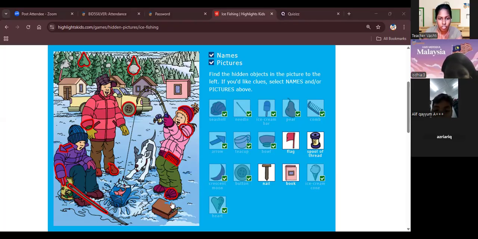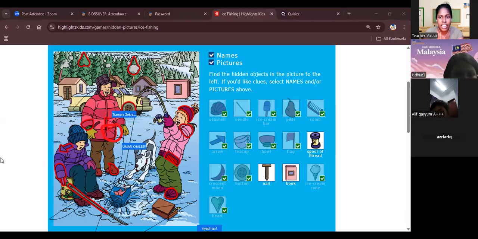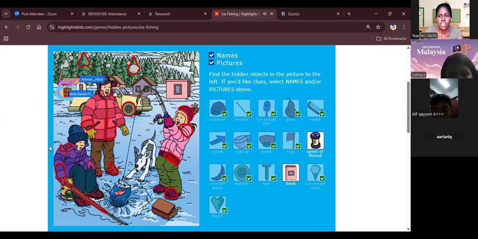We are looking for flag. Where? Here. Oh, wow, very good. Flag, got it. Next one, nail. Nail. Okay, good. Next one is spool of thread.